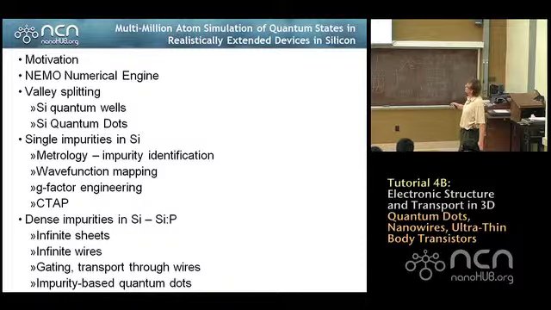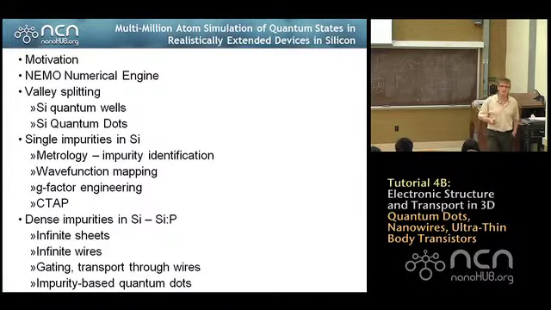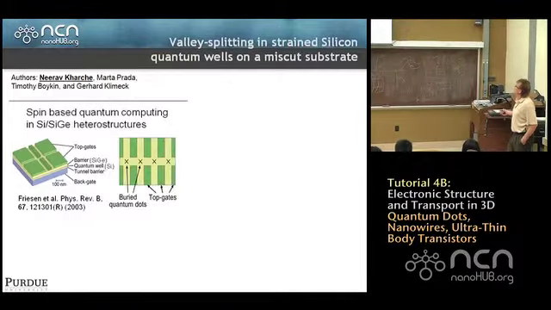Now we're going to talk about valley splitting in silicon quantum wells and silicon quantum dots. I'll talk about single impurities in silicon, and then about dense impurities in silicon. Okay, those are the topics I like to cover. So here's this valley splitting issue in quantum wells.